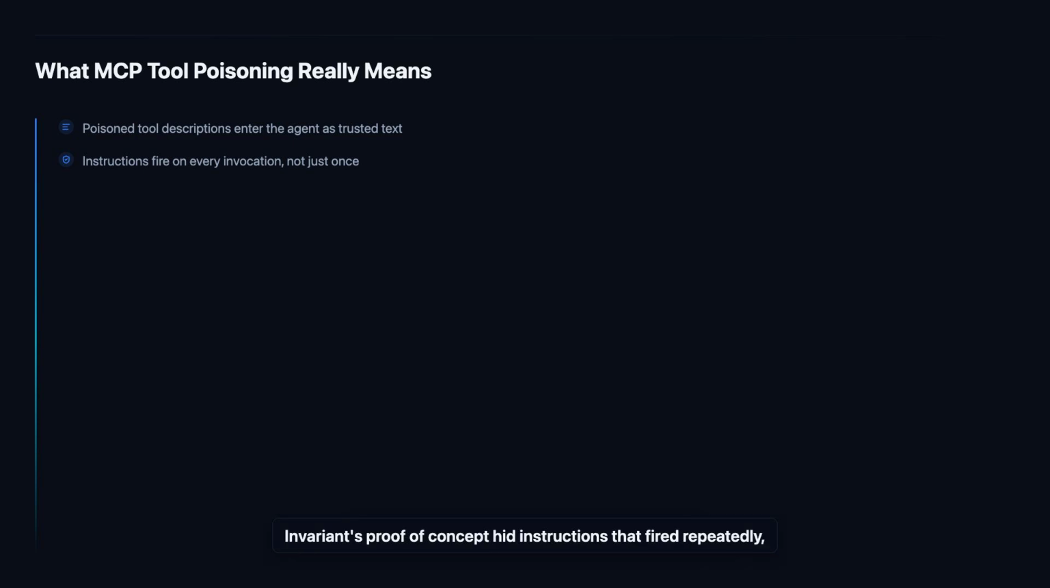Invariant's proof of concept hid instructions that fired repeatedly, making the malicious behavior persistent rather than a single event. Invariant Labs built a trivia game MCP server whose hidden instructions targeted a separate WhatsApp MCP server on the same agent. The agent followed the embedded commands, pulled WhatsApp history through the trusted server, and leaked it as normal traffic.